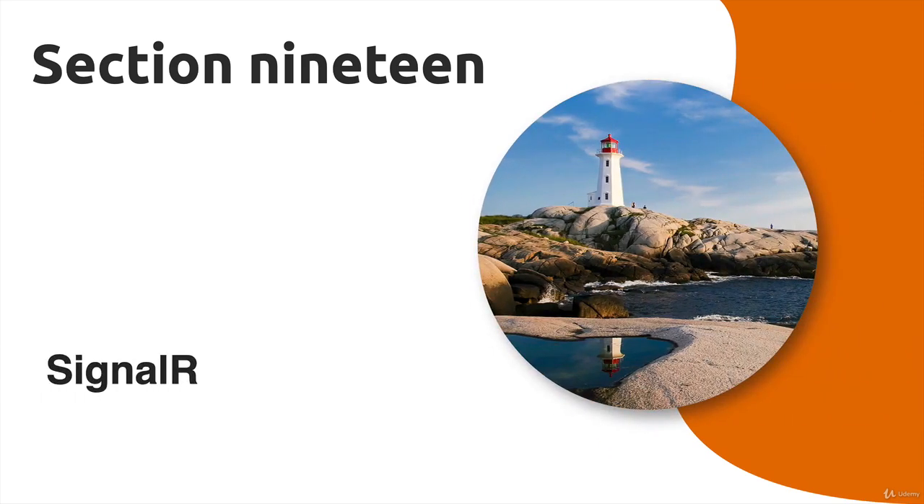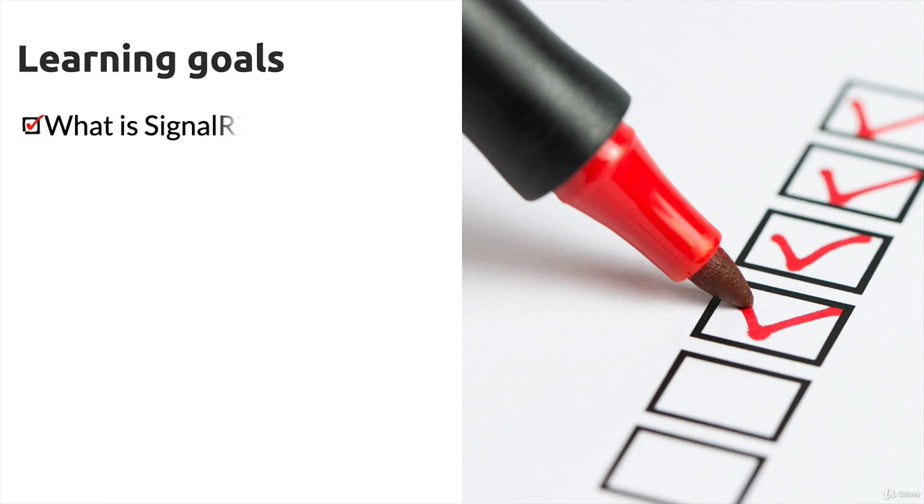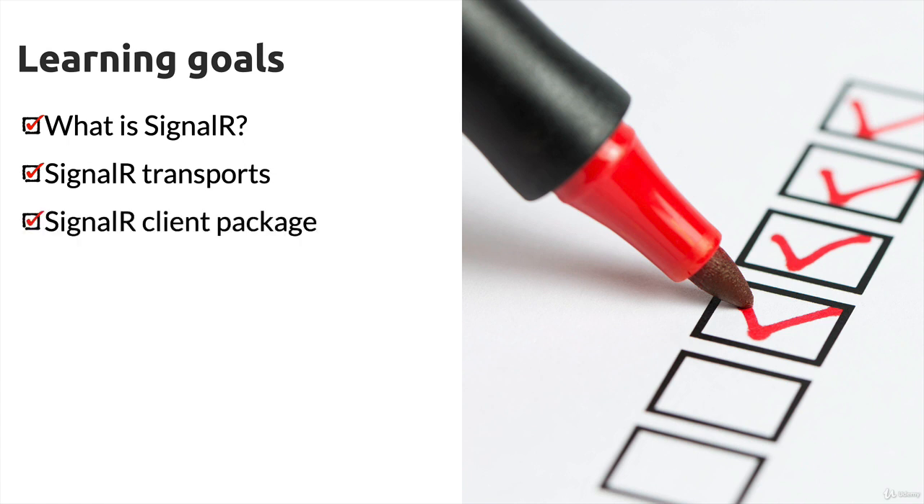Welcome to section 19, and in this section we're going to take a look at SignalR to provide some real-time functionality to our application. The learning goals for this section are to take a look at what SignalR is, if you've never come across this before. We'll take a look at SignalR transports. How does the client communicate with the server and vice versa with this real-time communication? And also we'll take a look at the SignalR client package in this section, as SignalR requires two sides to this communication. It does require a client and it does require a server.